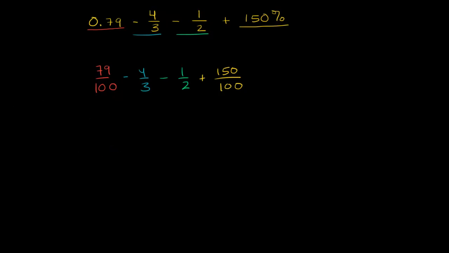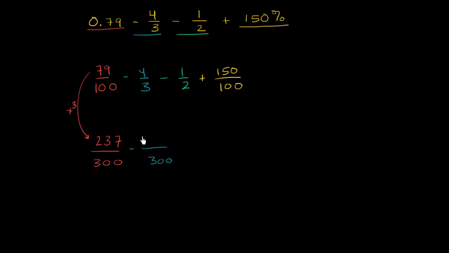So let me do this in this reddish color. So 79 over 100 is the same thing. If I were to write it over 300, to go from 100 to 300 in the denominator, I'm multiplying by 3. So I have to multiply the numerator by 3 as well. Let's see, 80 times 3 would be 240. So it's going to be 3 less than that. So 240 minus 3 is 237.